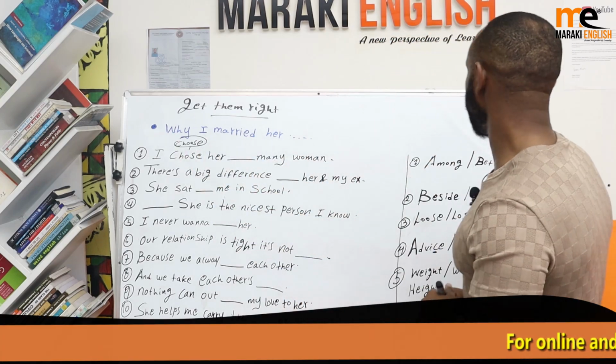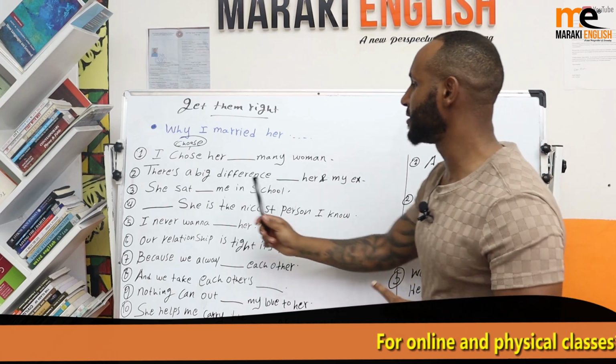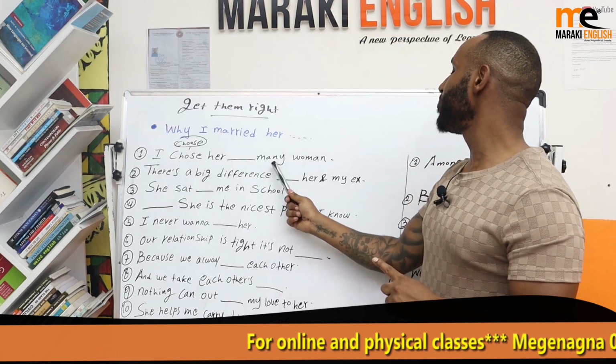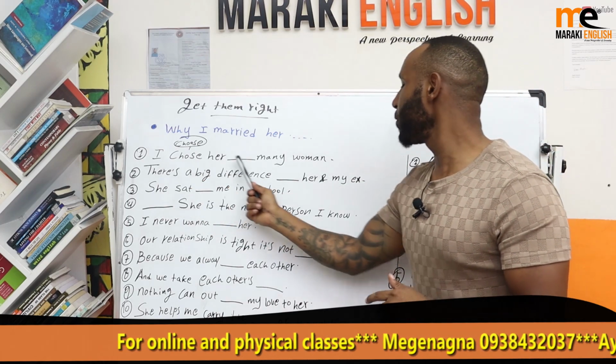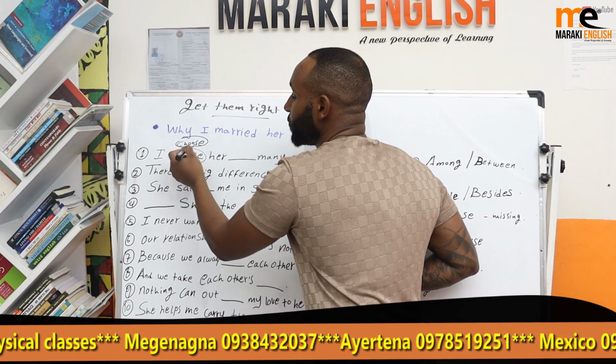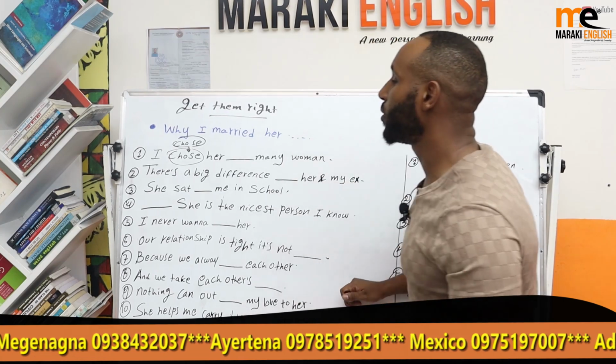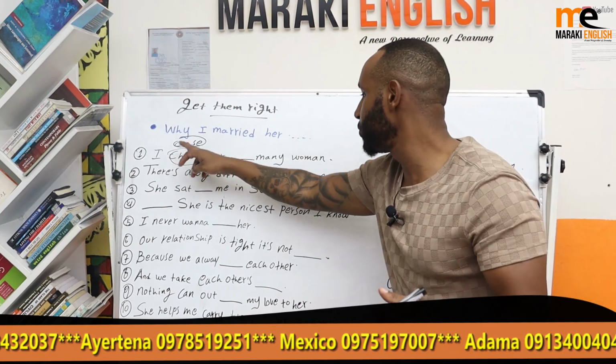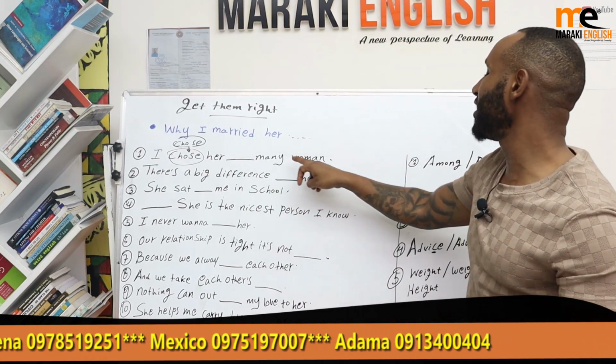So the first reason I chose her is, it says, I chose her dash many women. Right here I have chose. Chose is the past tense of choose. You just gotta lose one of the O's and you have the past. Choose, chose. I chose her dash many women.